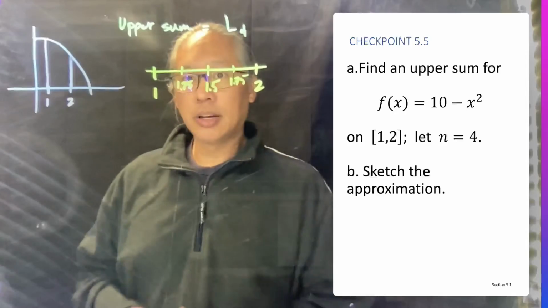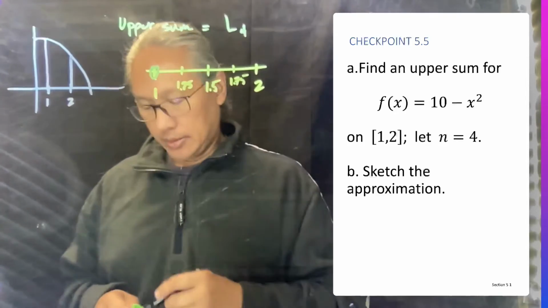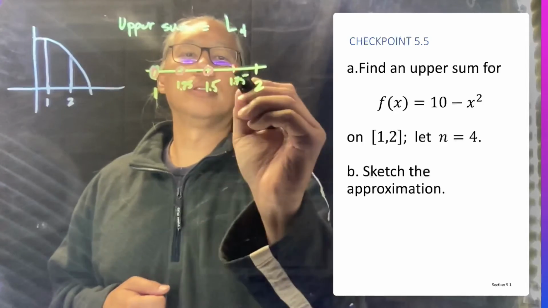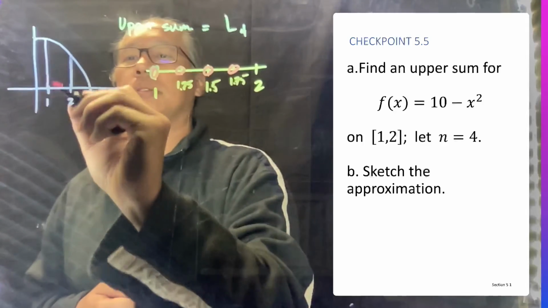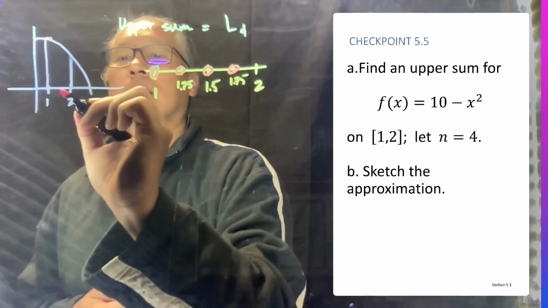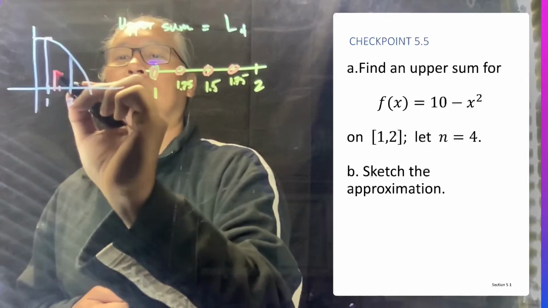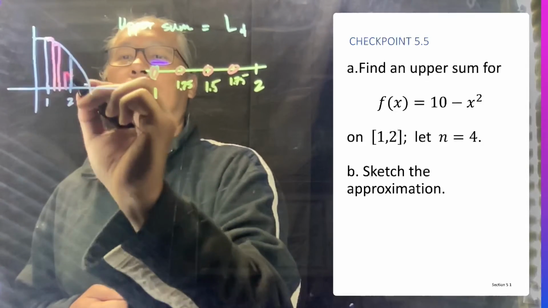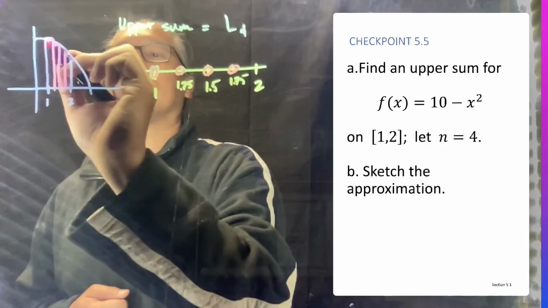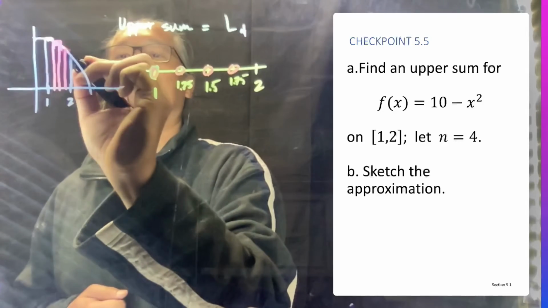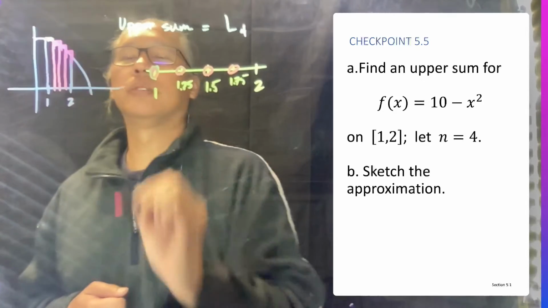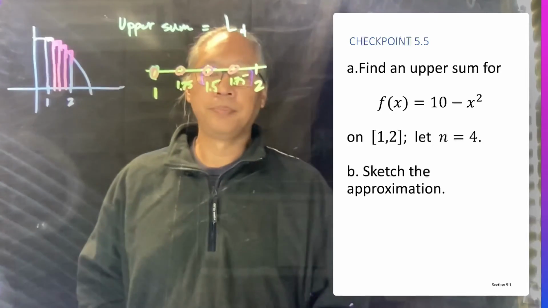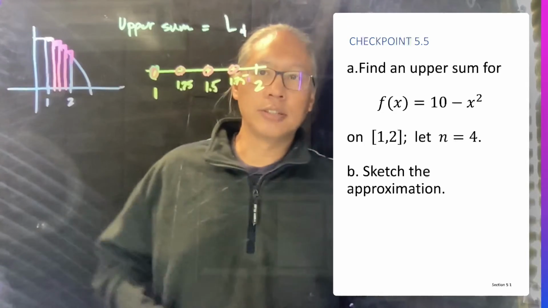And if we're going to be using the left endpoints, we'll be using these three values to get this upper approximation. So the left value, left value, left value, and left value. There. So it's all above the graph. So this is our sketch of our approximation.